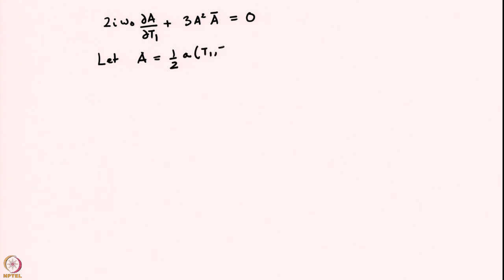So the equation is twice i omega 0 dA by dT1 plus 3 A squared A bar equals 0. For convenience, we choose A. A is a complex function, so A is equal to half small a, which is a function of T1 and T2, into e to the power i phi, some phase, which is also a function of T1 and T2. So now, if I go back and replace it in this equation, then we obtain twice i omega naught. This half is just for convenience because there is a factor of 2 in the equation. So if you put a half, things will get cancelled out.